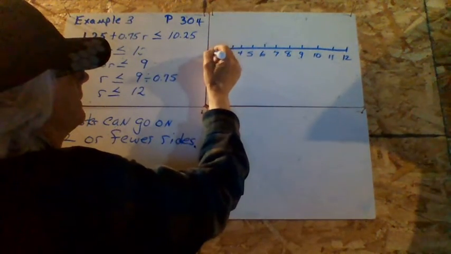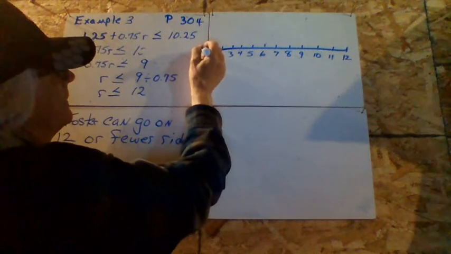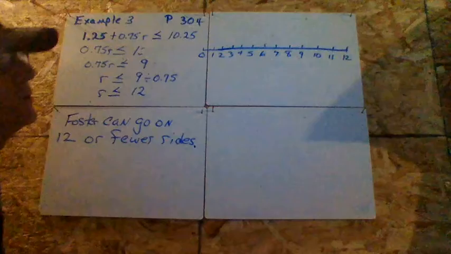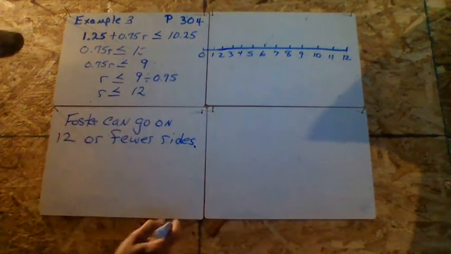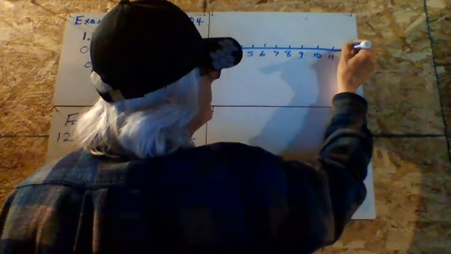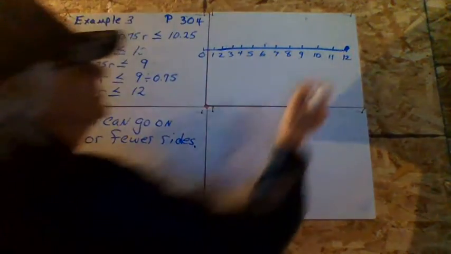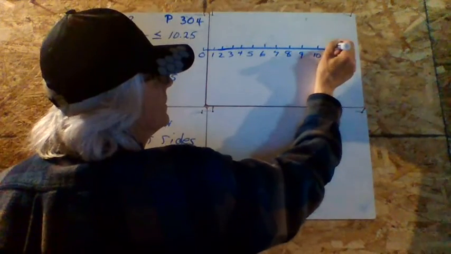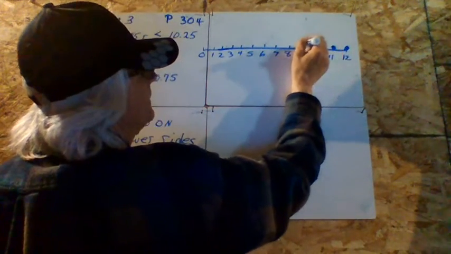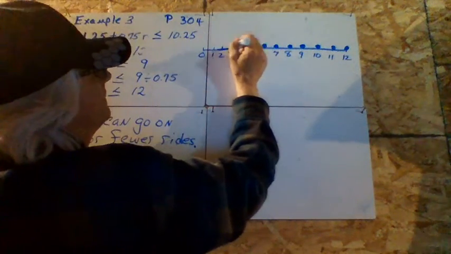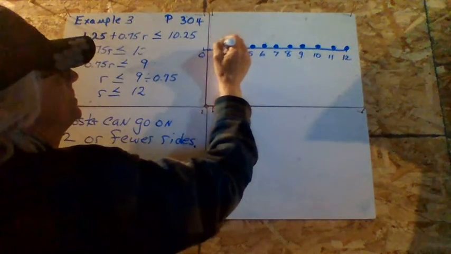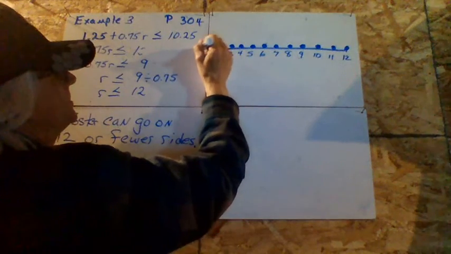This time I went from 0 to 12. And so I look at my inequality. I'm going to start off at 12. And what I'm going to do now is, I could be 12 rides or 11 or 10, 6, 5, 4, 3, 2, 1, or it could be 0.